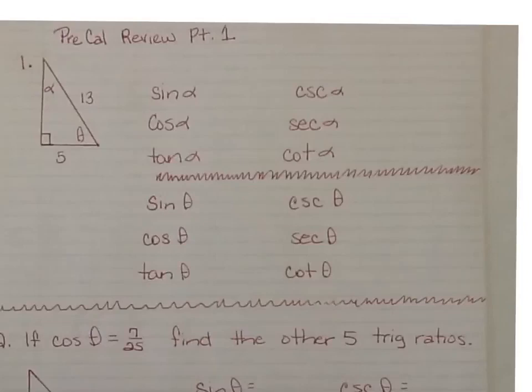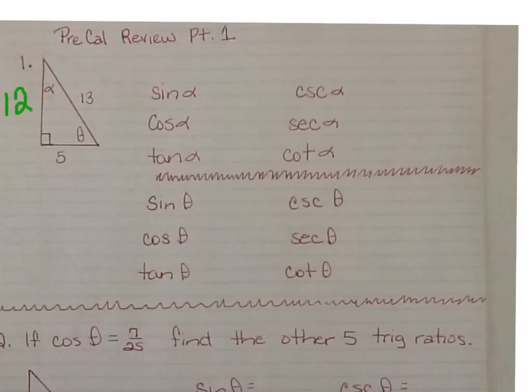Alright, PreCal, on the first part of this review, you're going to have to find all 6 trigonometric ratios for both the alpha angle and for the theta angle. So the piece of information that's missing here is this leg right over here, and you're going to find this leg by doing the Pythagorean theorem, or you can see that that's one of your Pythagorean triples. That is your 5, 12, 13. So this piece right over here is 12.